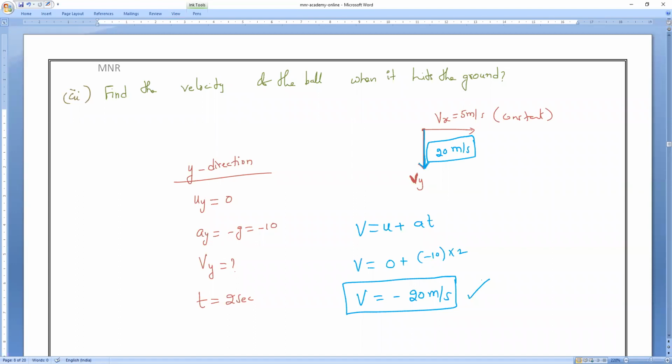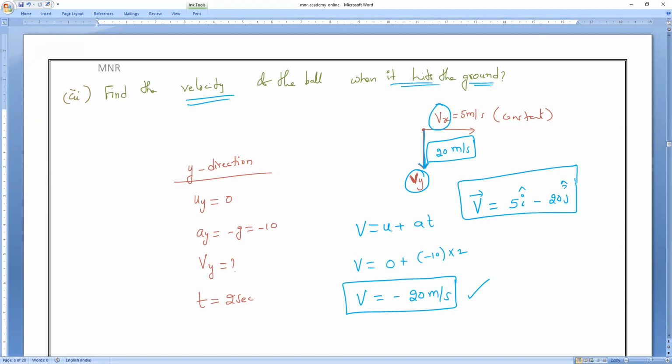So I found this velocity. Now I want to find the magnitude, the speed of the body which is hitting. First represent it in vector form, Vy and Vx. They are asking to find the velocity of the ball when it hits the ground. So in vector form, V is equal to 5 i cap, this is positive, and this is negative, minus 20 j cap. That is the velocity.